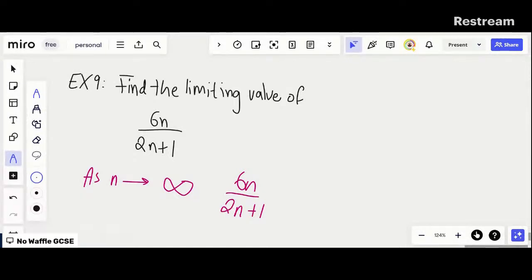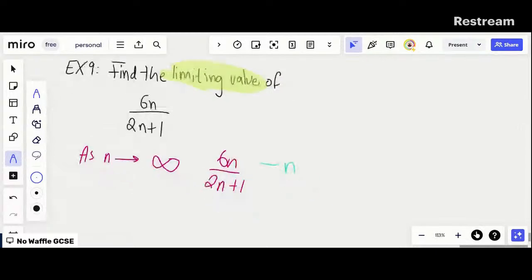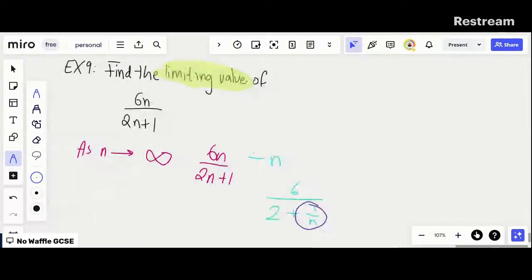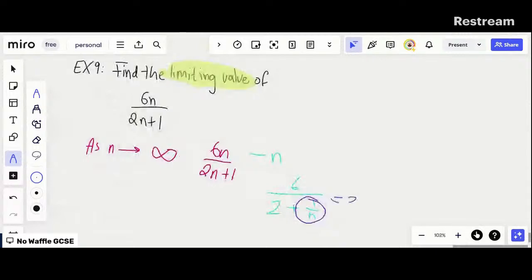The way you work out the limiting value, or at least the way that my school used to teach me, is just divide by n, because the impact of the constant gets smaller and smaller, so you can ignore it. You divide the bottom and top by n, so you just have plus 1 over n. And as n gets bigger, 1 over n gets smaller and smaller, so you can ignore it. So that becomes 3. So 6n over 2n plus 1 tends to 3. You can effectively just ignore it.